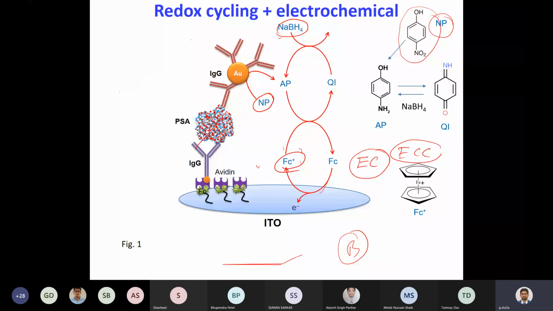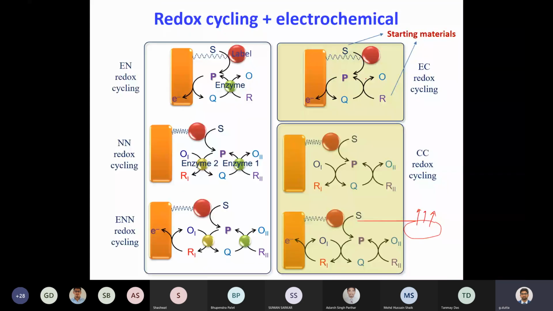Okay. See, in the EC redox cycling case, we are adding only substrate and R, one kind of reducing agent, right? We are not adding ferrocene plus. So what will happen? S will produce the P, and P can be oxidized on the surface. When you apply some potential, it will generate Q, and that will be reduced by R. Right? Then only one cycle. So this one is chemical, and this one is electrochemical, right? So you can see this is the EC redox cycling.